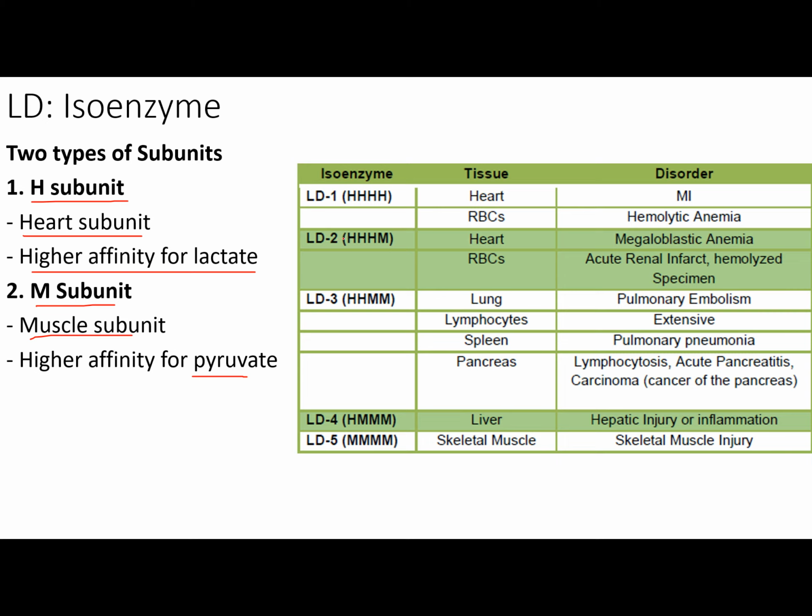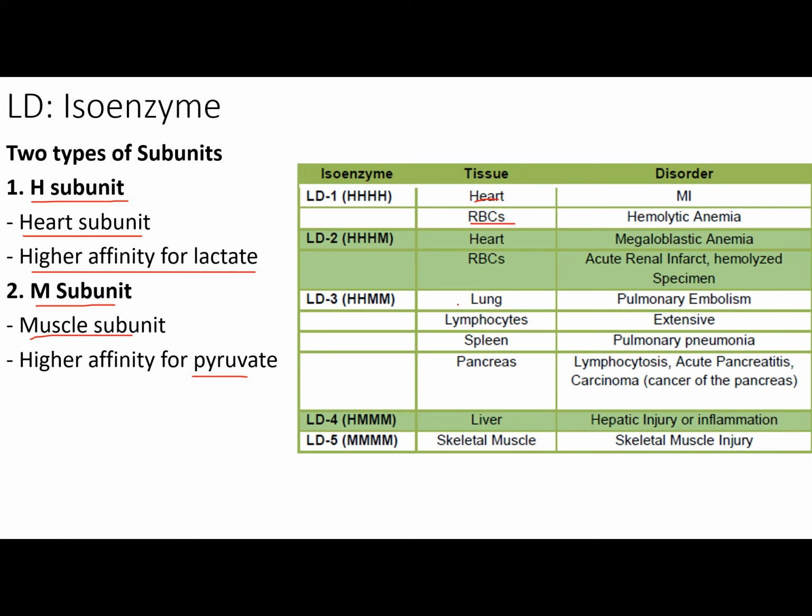So let's discuss them one by one. This is a summary, class. Si LD1 is made up of 4 subunits of H. So H, H, H, H. That's your LD1. Its tissue sources are the heart and the RBC, and it is related with myocardial infarction and hemolytic anemia. While your LD2's tissue source is heart and the RBC. Megaloblastic anemia, acute renal infarction, hemolyzed specimen.